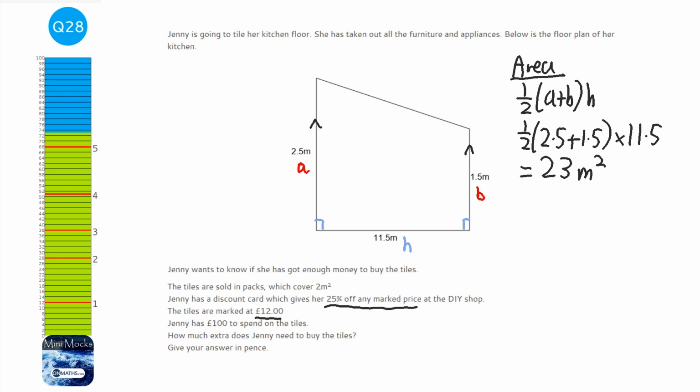So next thing we can work out is how much they actually cost. And it doesn't matter if you do this in a different order, as long as you do each step and label it well. So cost of pack.